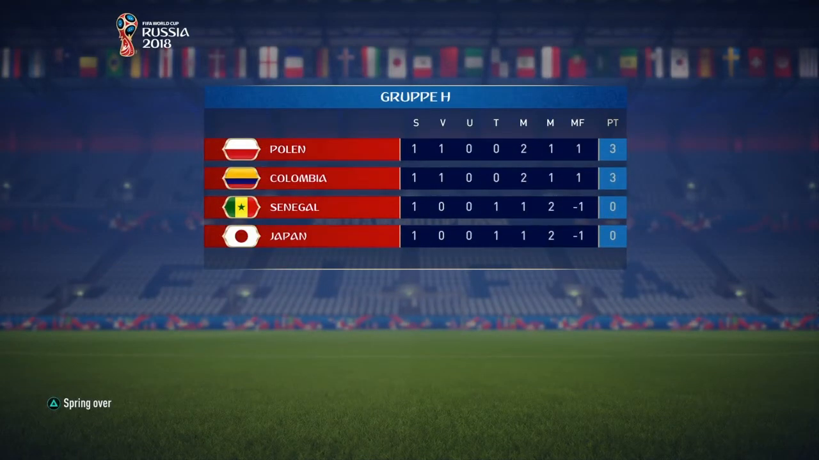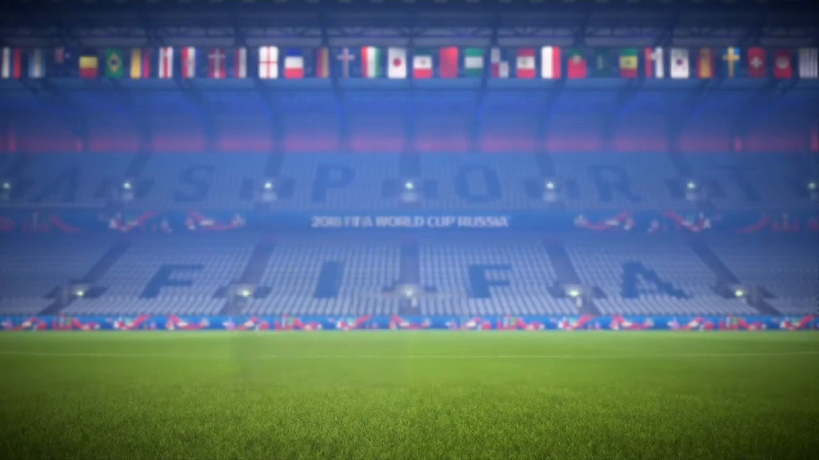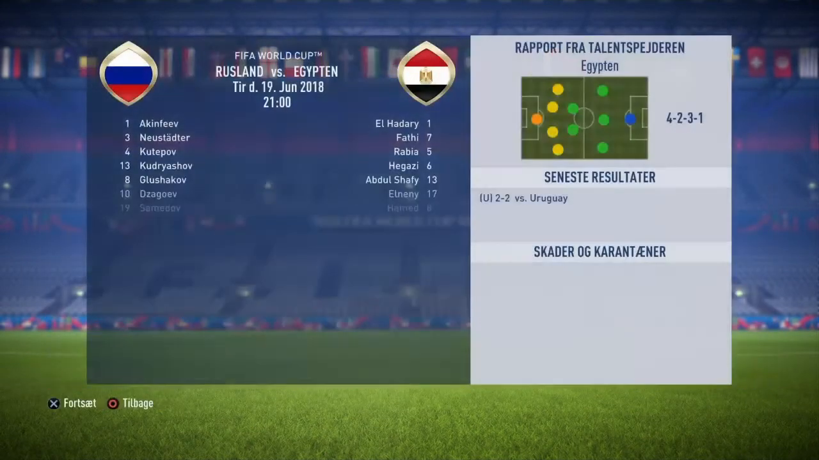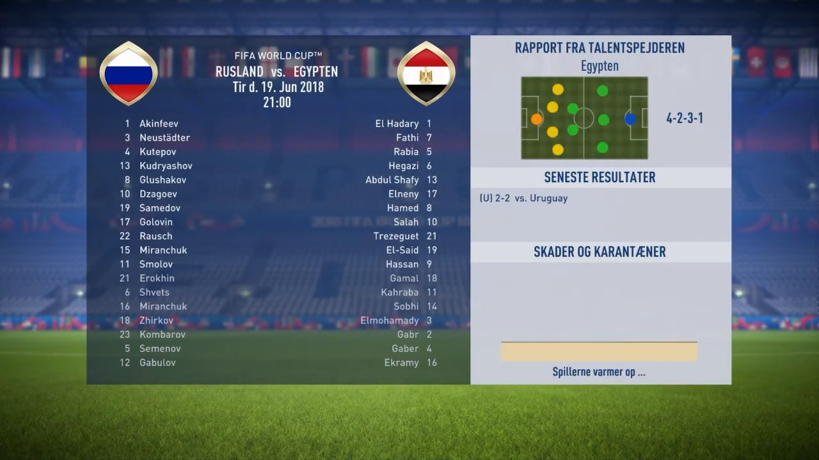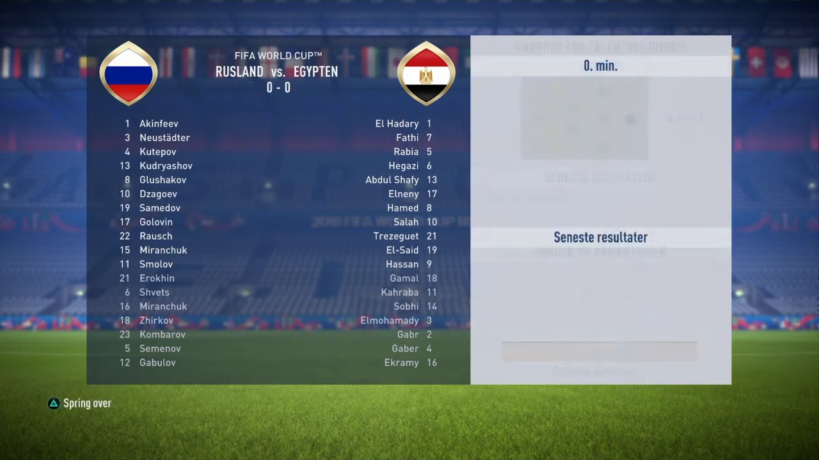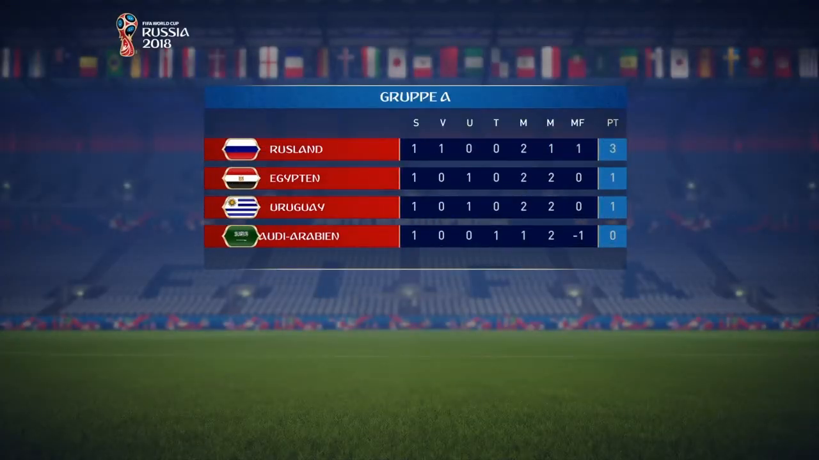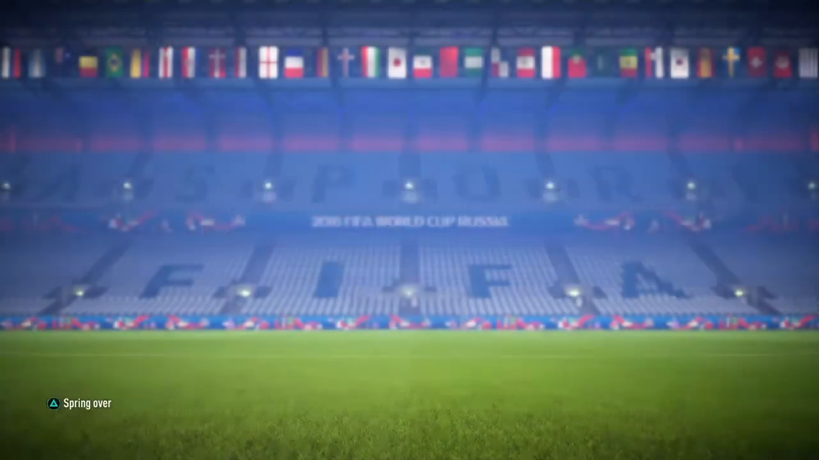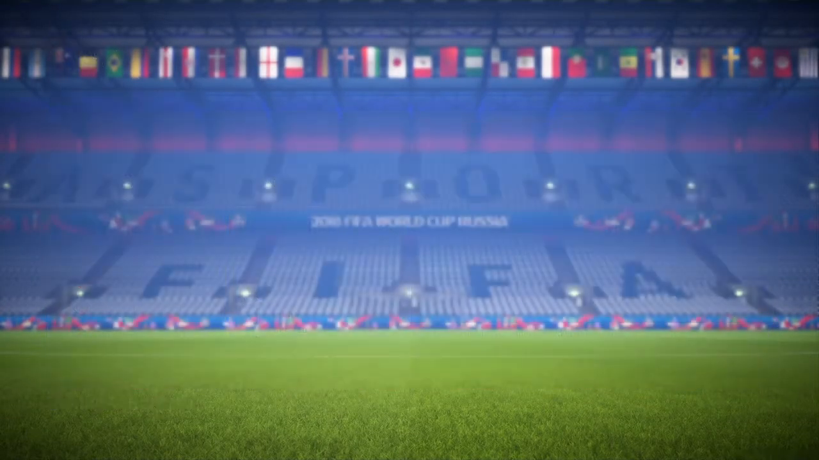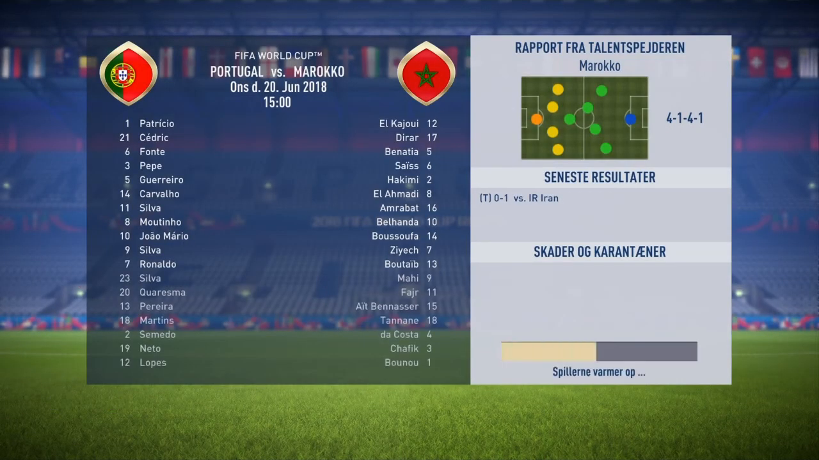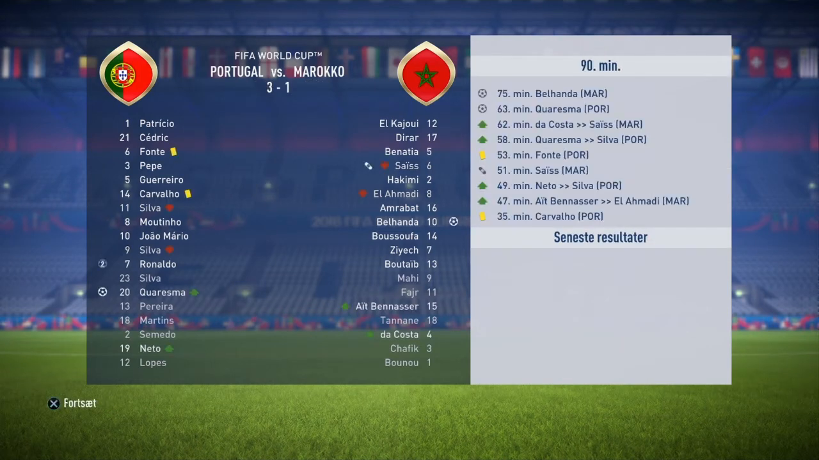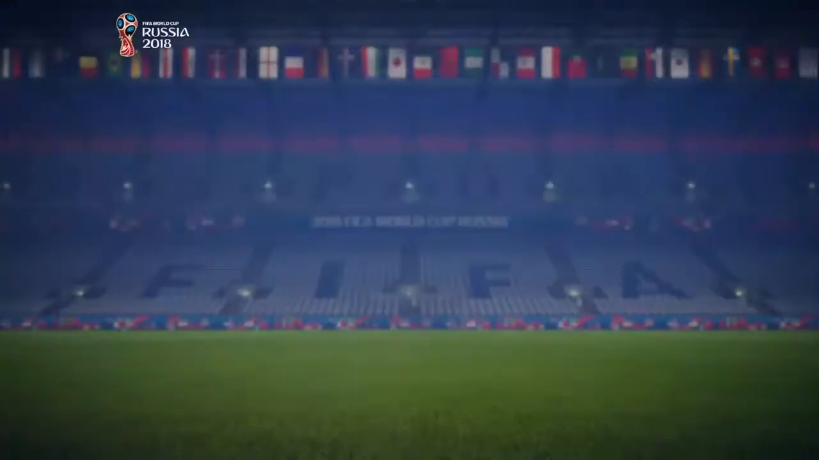So yeah, we will continue on simulating while I talk about this. Actually, Russia against Egypt here. Egypt won 1-0. Let me know who you think is going to win the World Cup. I think it will be either Germany or Brazil. Maybe France. Many people say France are favorites to win it. I think it will be Germany or Brazil. It's a 3-1 victory to Portugal or Morocco.